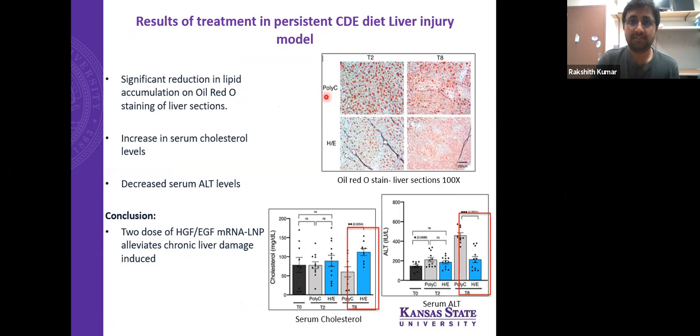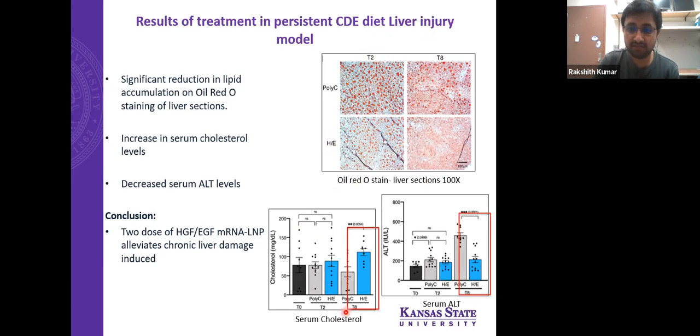and also evaluated serum cholesterol levels and serum ALT levels. And the results were like this. There was a significant reduction in the lipid accumulation on liver sections by Oil Red O staining. You can see each red dot depicts a hepatocyte accumulated with lipids. The poly C group has more red dots, meaning more accumulation of lipids, when compared with the HGF and EGF encoding mRNA injected mouse group. This is the T2 time point, and this is T8, meaning day 2 and day 8.